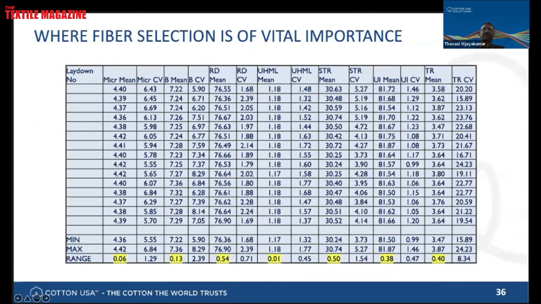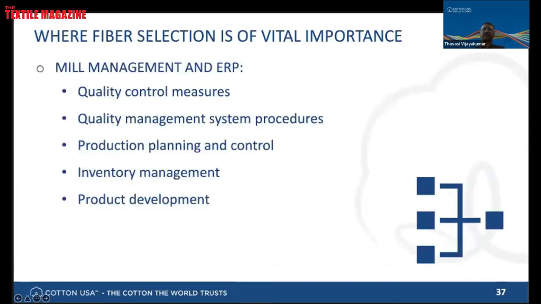I have just added a laydown chart, which we prepared only yesterday for a spinning mill in Bangladesh. When you use the right method of preparing laydowns, you can see how consistent the laydowns are. I think there are 15, 16 laydowns. You can see the micronaire variation is 0.06. The b value is only 0.13, so the between-laydown variation is very less. And you can see also the variation between CVs. So if you select the right parameters and use them properly, it's very easy to achieve the required quality.